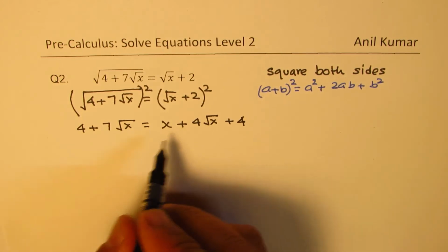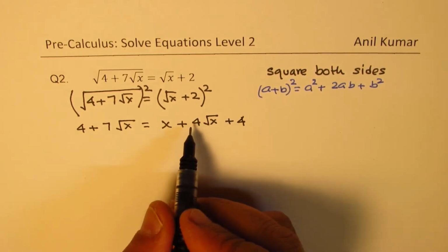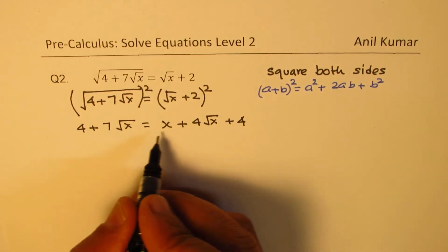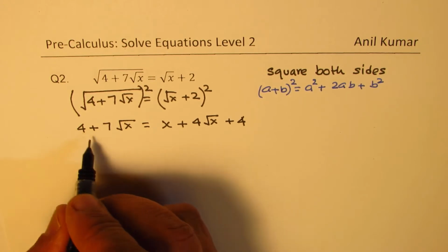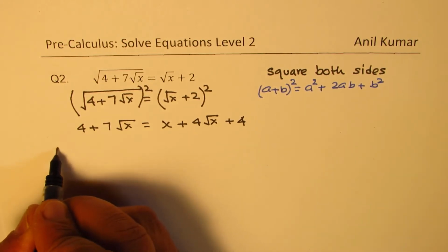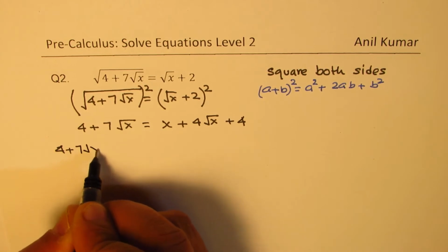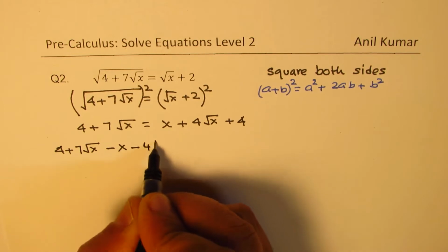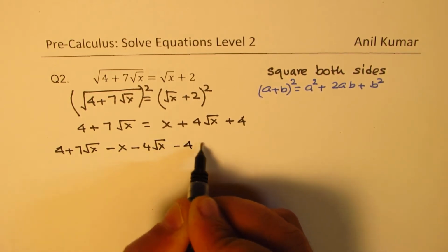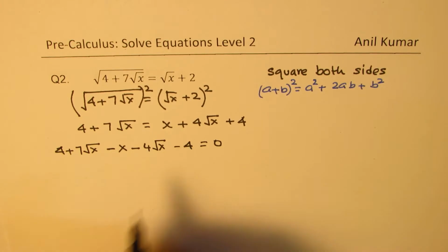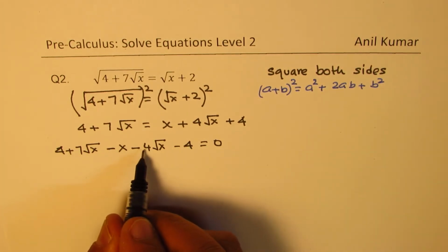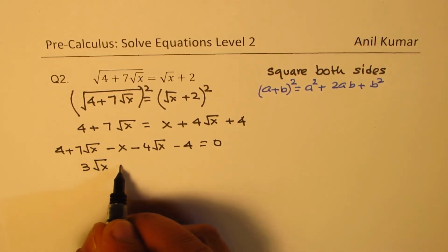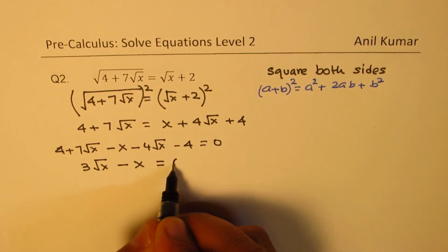So what we get here is bringing the square root of x on this side, let's say. Either side you can work, right? So we have 4 plus 7 square root x minus x minus 4 square root x minus 4 equals to 0. Now 4 minus 4 is 0. 7 square root x minus 4 square root x is 3 square root x. So we get 3 square root x minus x equals to 0.